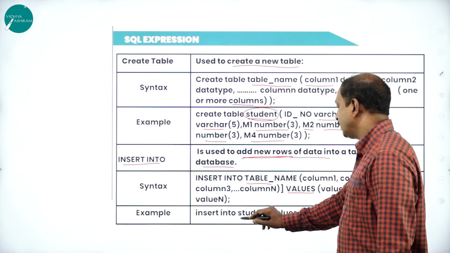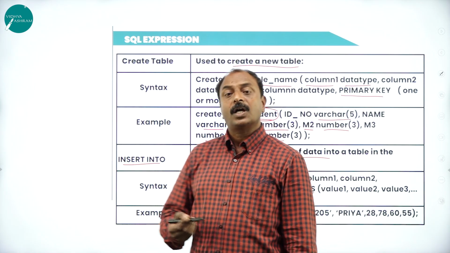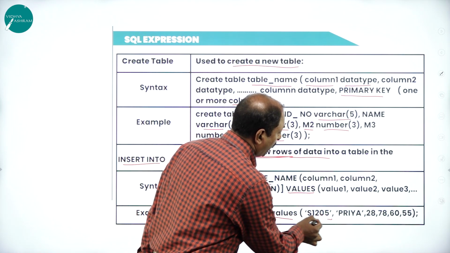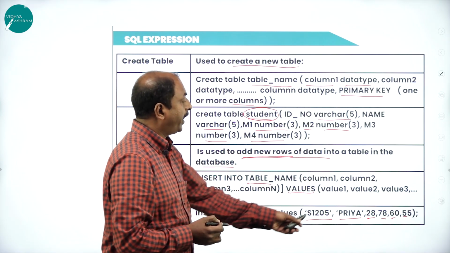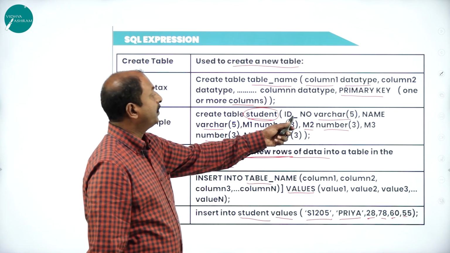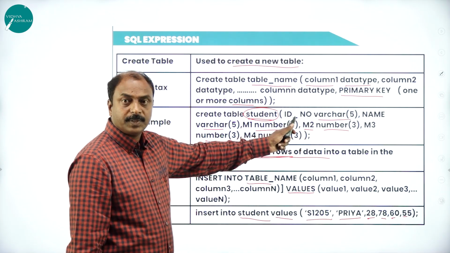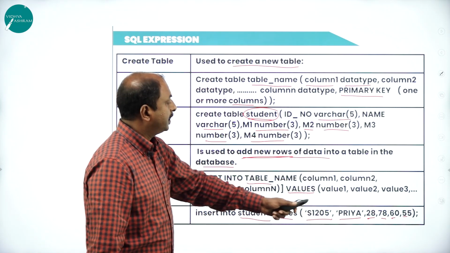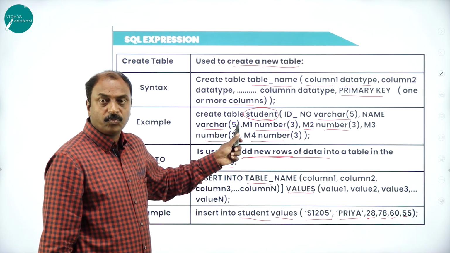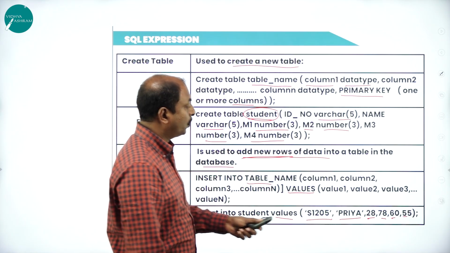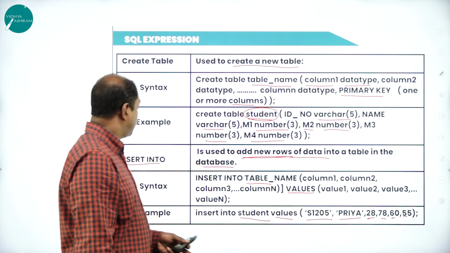So insert into student. This is the name of the table. Values. We are going to enter values for different columns. So here, this is 1205, this is Priya, and these are the different values. These values will be stored in the same order as we have created in the create command. The first one will be the ID number, second one is the name, and the third value in the insert command goes to the first mark, M1, and then M2, M3, M4. So these values go into the particular columns in the same order.